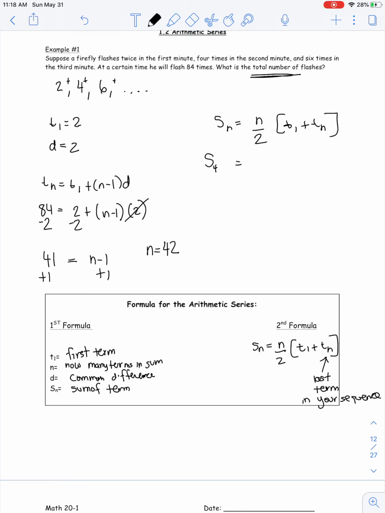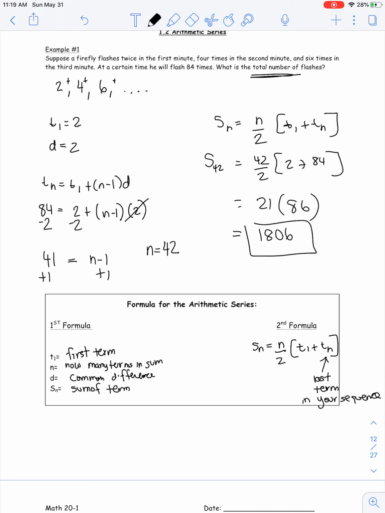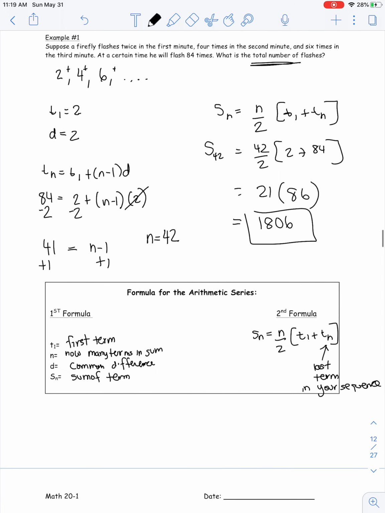So n, we know that we're trying to find the sum of 42 terms. So it's going to be 42 over 2. And then your first term is 2, plus your last term we know is 84, because that's how many times he's flashed at that 42 minutes. So we're just going to put that into our calculator, which is 42 divided by 2 is 21. And then you have to do brackets when it comes to BEDMAS. You have to put those together to get 86. So 21 times 86 is 1,806, and that's the total number of flashes. So that's your answer for example number 1.